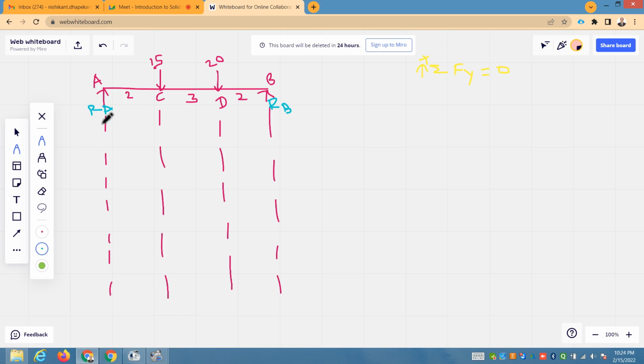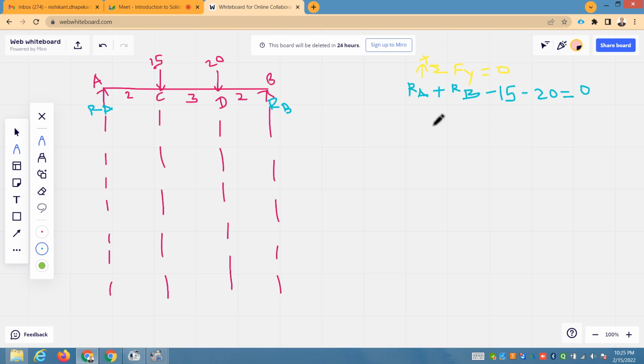So upward force Ra, and this is one more upward force, plus Rb. So Ra plus Rb. Then only vertical forces you have to see, there are no horizontal forces. So this is in downward direction, minus 15, and this is again in downward direction, minus 20, equals to 0.